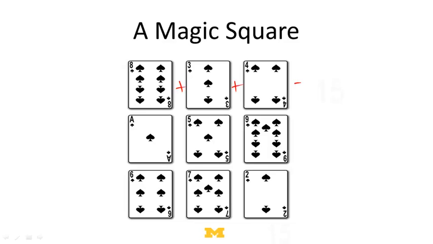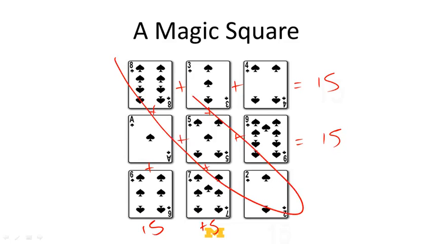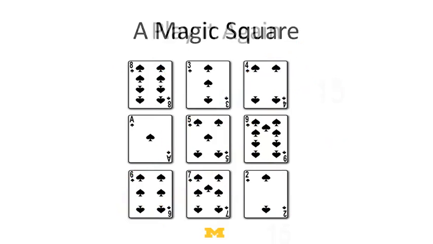Every row adds up to 15: 8 plus 3 plus 4, 1 plus 5 plus 9, and 6 plus 7 plus 2. So does every column. 8 plus 1 plus 6 sums up to 15, 3 plus 5 plus 7 sums up to 15. And even the diagonals: 8, 5, 2 is 15, 6, 5, 4 is 15. Every row, every column, and the diagonals sum up to 15. Let me show you this game again on the magic square. This is just a different perspective on Sum to 15.